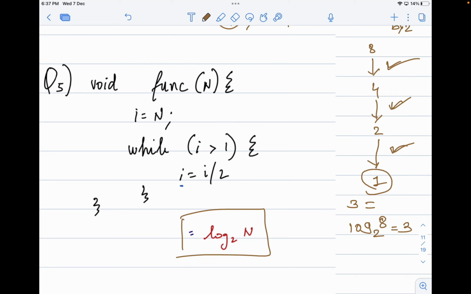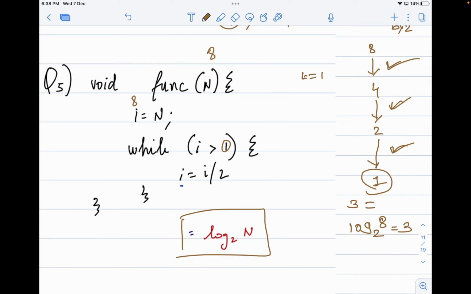Your n came, right? 8, let's say. So i is nothing but also 8. So i is greater than 1, because you want to take it till 1, no? So i is greater than 1. Yes, it is greater than 1. When it becomes 1, equals 1, then the iteration will stop.